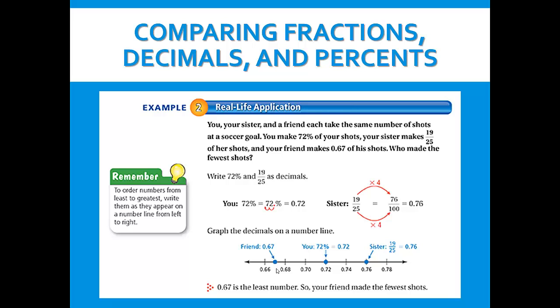Now they are all on a number line in order from least to greatest, so we can answer our question. Our question was, who made the fewest shots? So we need to look and see whose number was the smallest, and that would be your friend. So your friend made the fewest shots.